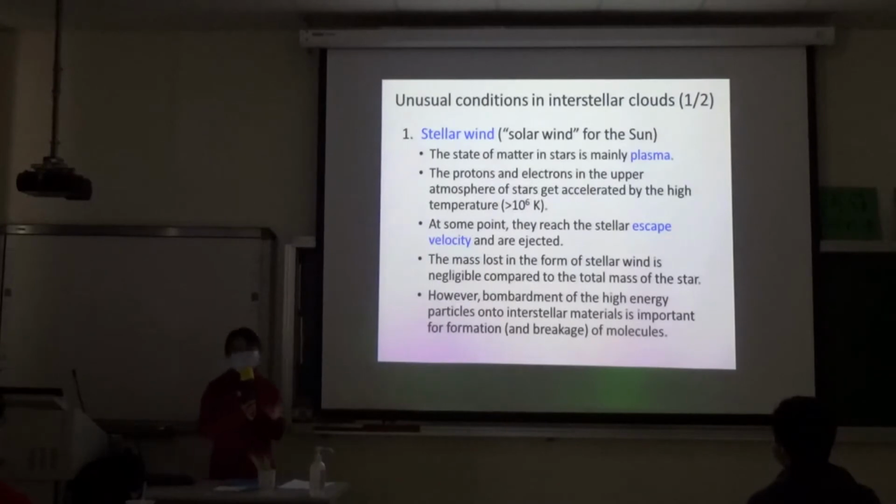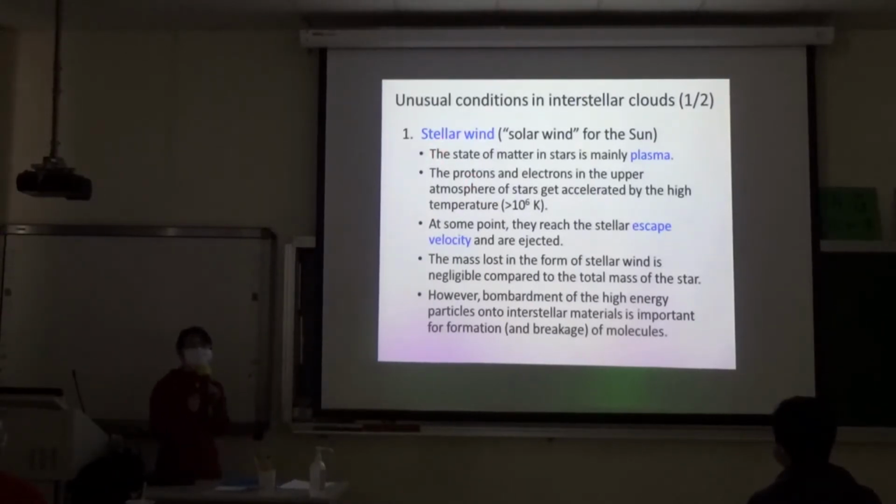Unusual condition of interstellar clouds, because during the discussion of Ray's presentation, he mentioned solar wind, 太阳风, which is actually a kind of stellar wind. For the sun, it's called solar wind. So what is solar wind?